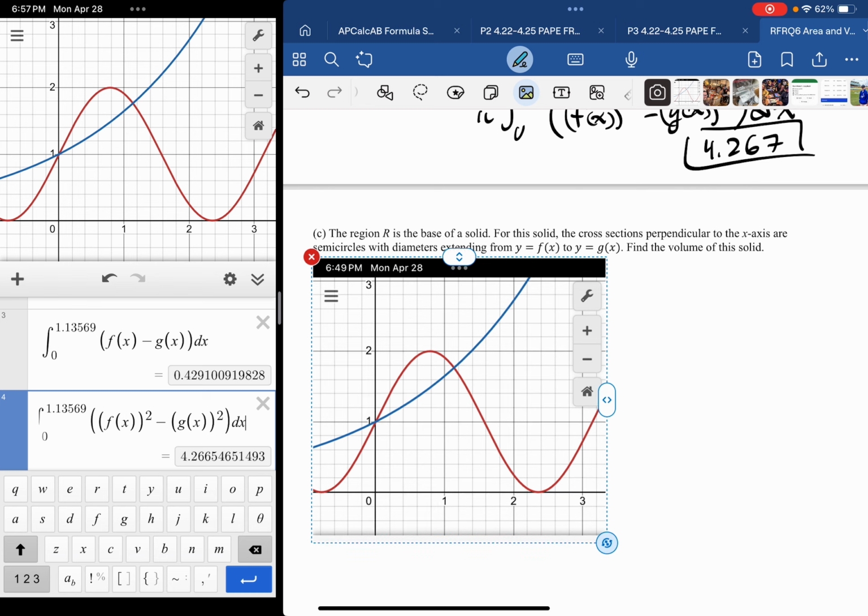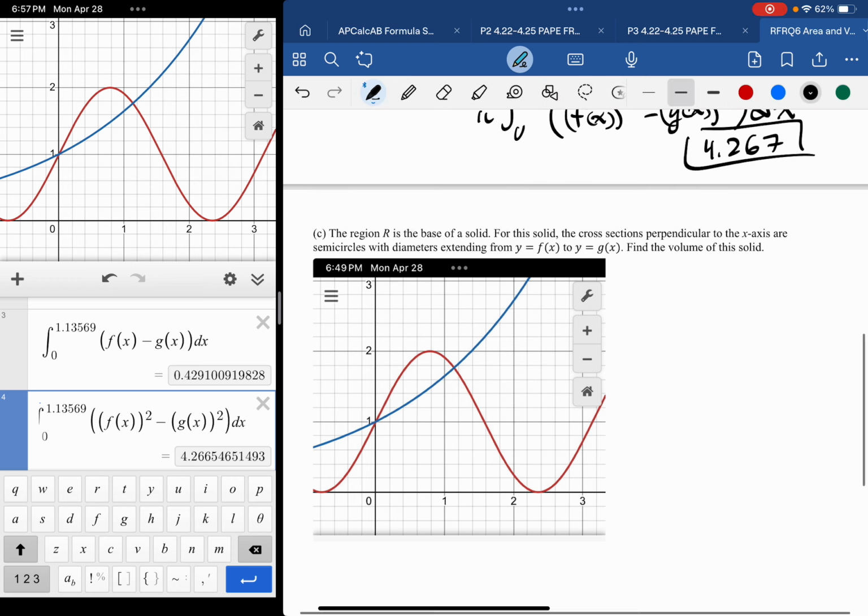Okay. So our cross sections are semicircles. So what we're going to do here is I'm going to draw one semicircle. There's my diameter, and the semicircle's popping off, and then boom. There he is. Now imagine a bunch of those. A semicircle right here would be a little bit smaller.